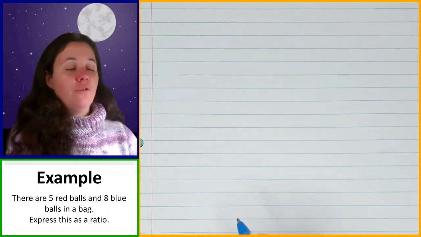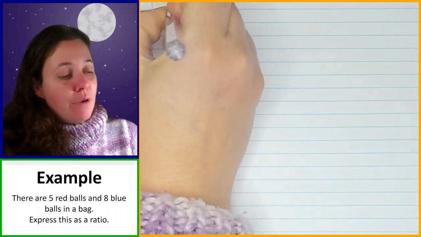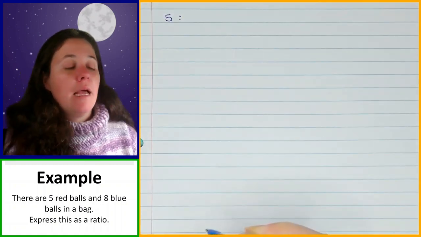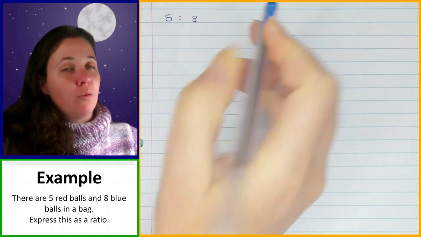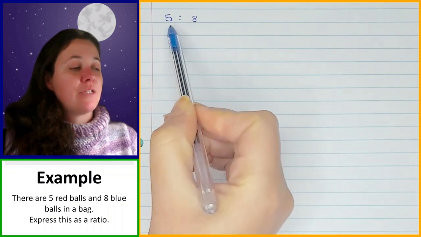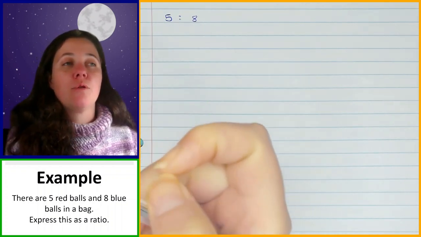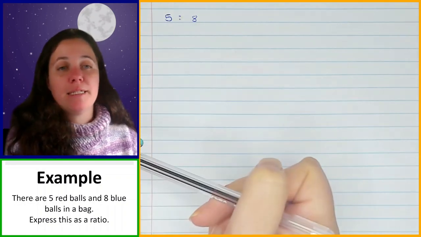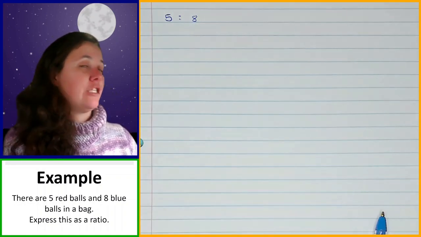So I'm going to start off by writing 5 for the red balls. Then I'm going to write a colon, and then I write 8 for the blue balls. And the way we say this is 5 to 8. So we say that the ratio of the red balls to blue balls in the bag is 5 to 8. Okay, so that is how you write a ratio.